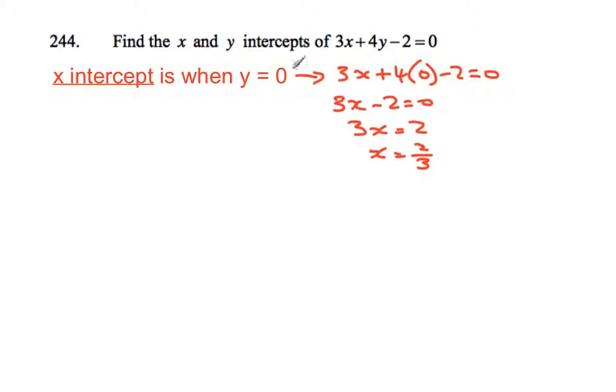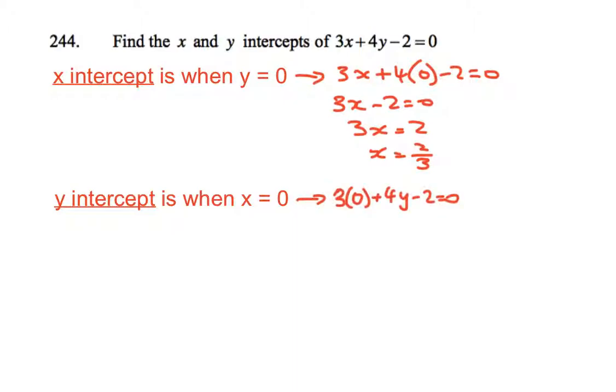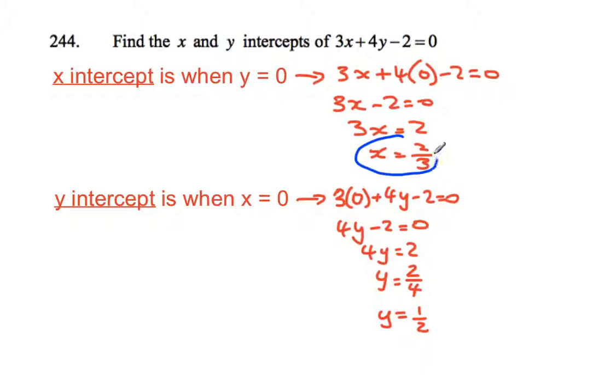So we sub in y equals 0, and we solve what's left, really. The y-intercept is when x equals 0, so if we sub in, instead of an x, we'll put a 0 there, and we'll solve the rest of it. Solve a two-step equation, adding 2 again and dividing by 4 this time. That simplifies down to be y equals a half. So we've got an x-intercept of 2/3 and a y-intercept of a half.